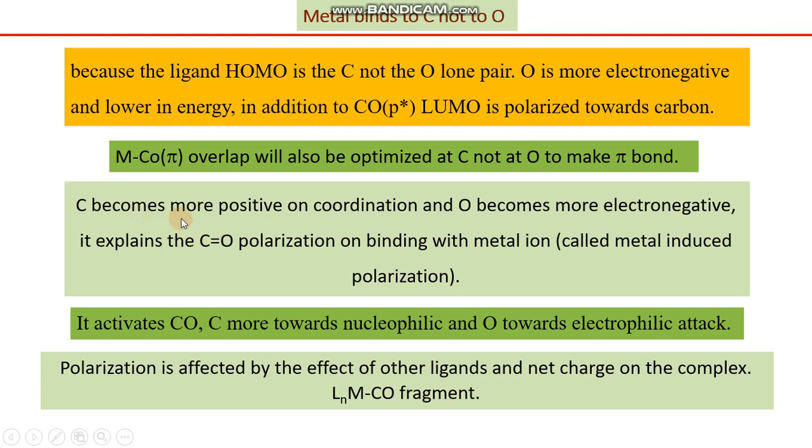Now carbon becomes more positive upon coordination with the metal center, and as a result of this more positive charge on carbon, oxygen becomes more electronegative. So it explains the carbon monoxide polarization on binding with the metal ion, and this type of polarization is called metal induced polarization.